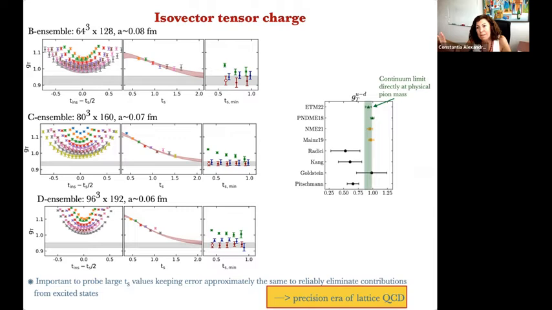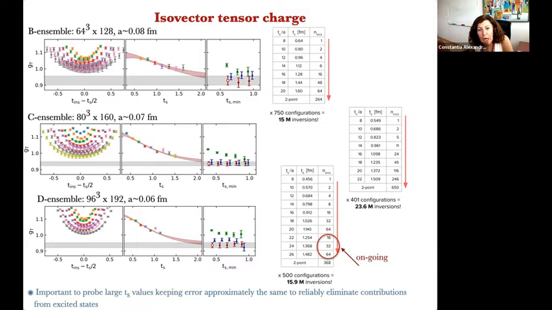And you have to keep the errors constant as you increase the separation. This means that you need to do a lot of simulations. So you see, as I increase the separation from 8 to 20, this is in physical units, so I go from 0.6 to 1.6, I really have to increase the statistics to keep the error fixed. So this point here is very expensive. The two last points are as expensive as all the previous ones. So I need to do 15 million inversions in order to produce this graph.